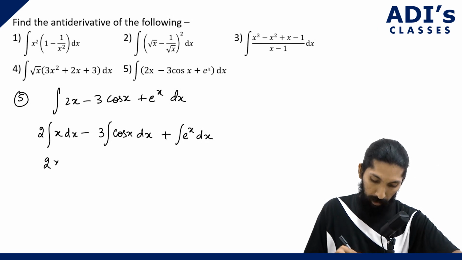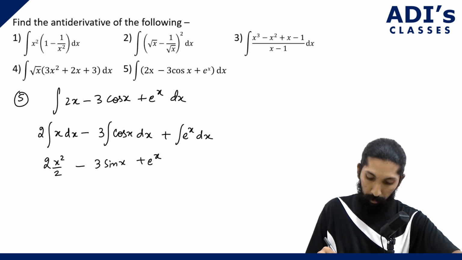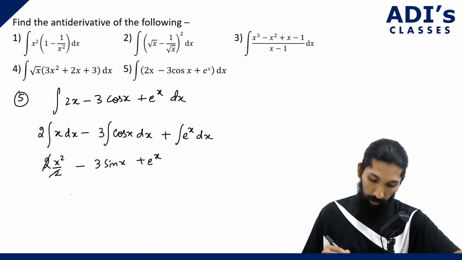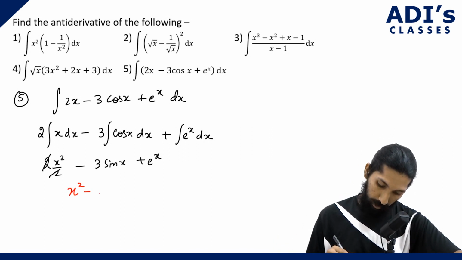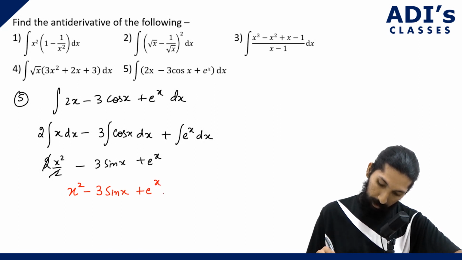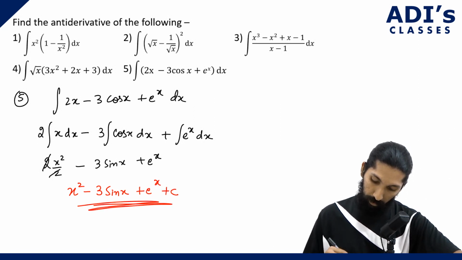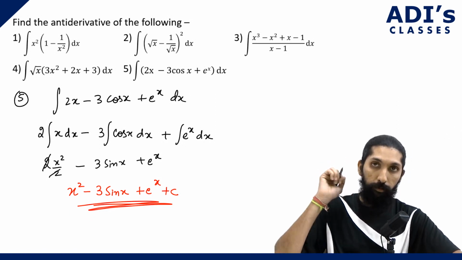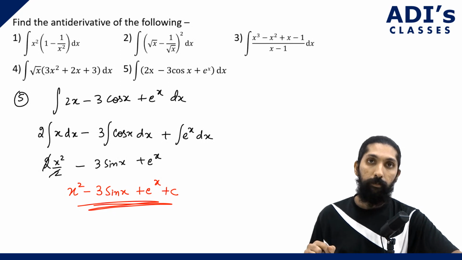2 times x²/2 minus 3 sin x plus e to the power of x. 2 and 2 cancel out. So the final answer becomes x² − 3 sin x + e^x + c. This is going to be the answer for the fifth one. Make sense? Let's do the next one.